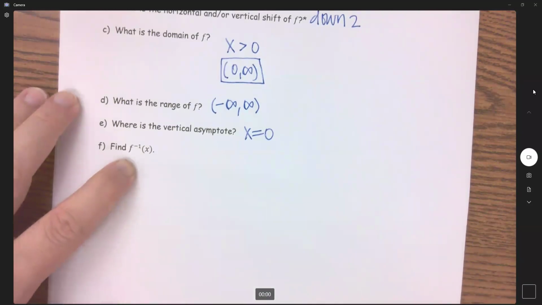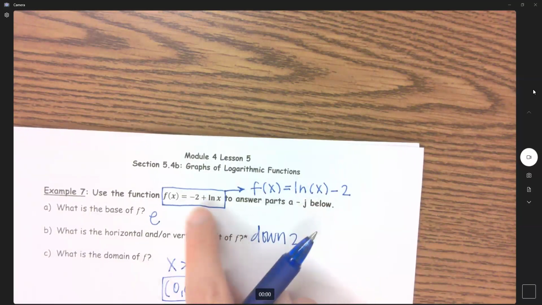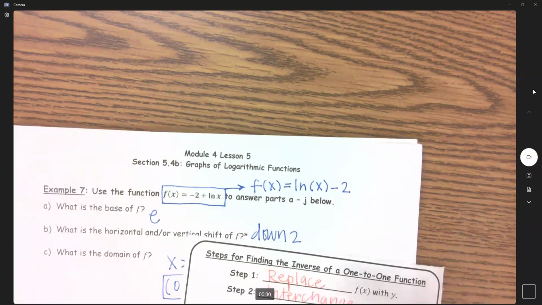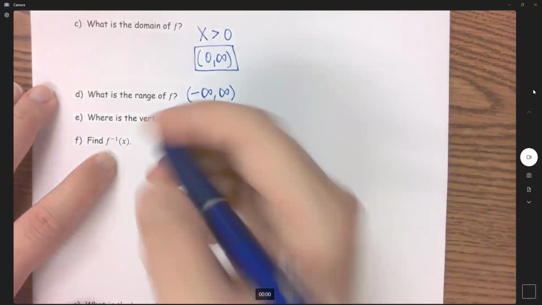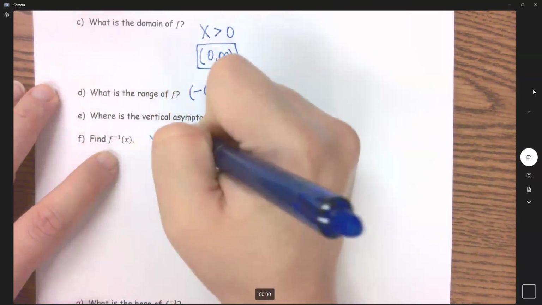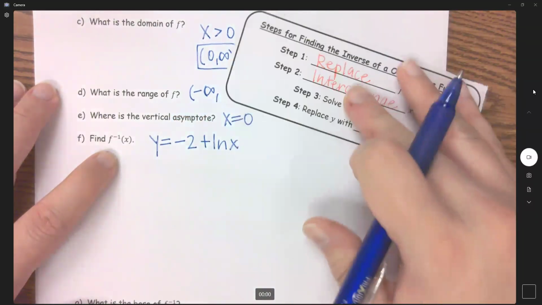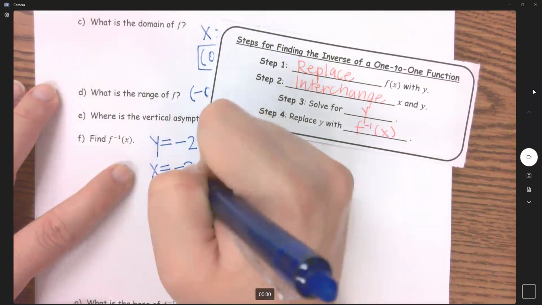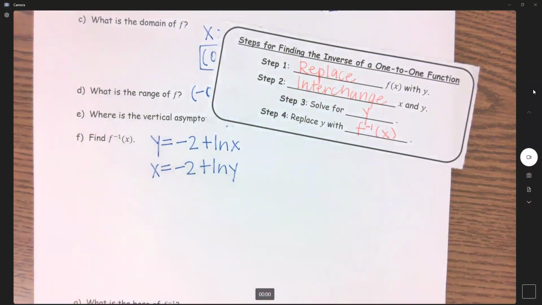So now let's find the inverse. We'll use this version here to find our inverse. My first step is to replace the function with y, so I'm going to rewrite this as y equals. The second step is to interchange our x and y. Now we need to solve for y.